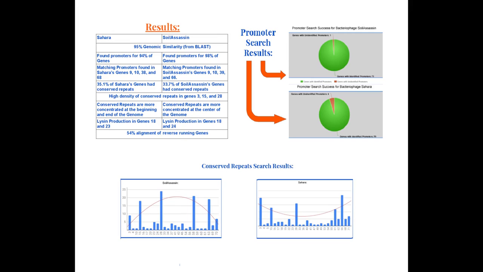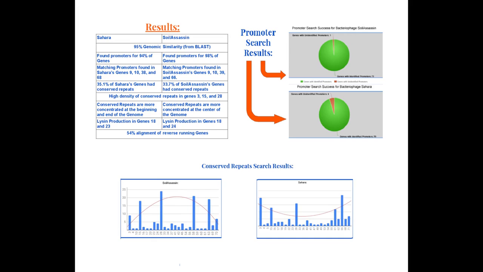In our search for promoters, we were able to find promoters for 71 out of 74 Sahara genes and 73 out of 74 SoilAssassin genes. This means that we had a 94% success rate for locating promoters in the Sahara and a 98% success rate for locating promoters in SoilAssassin. Further, we located identical promoters in Sahara's genes 9, 10, 38, and 68, which correspond with SoilAssassin's genes 9, 10, 39, and 66.